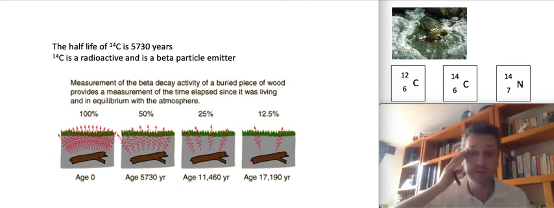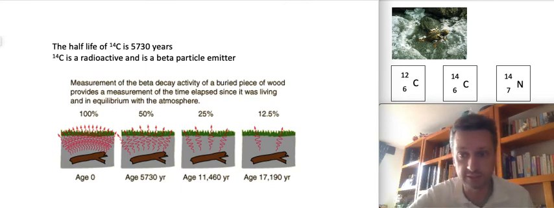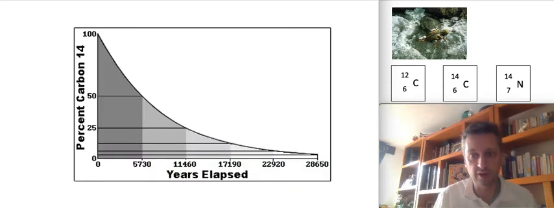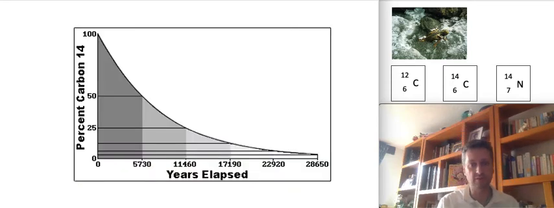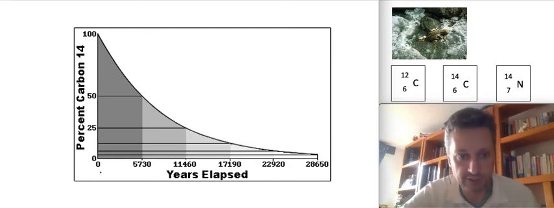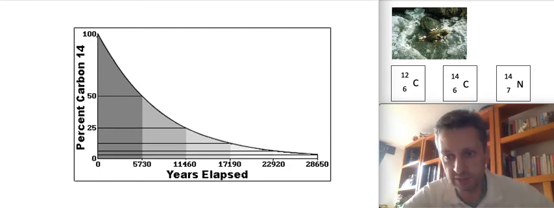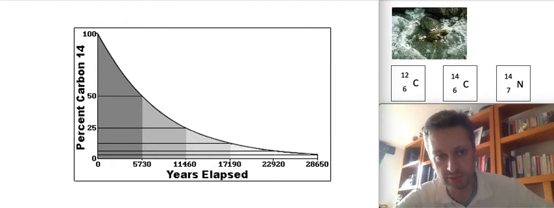Okay, so then the question is, how can you use that data to find out how old something is? Well, basically, you plot the half-life graph. This is the half-life graph of carbon 14. 0 years, 100% of the expected equilibrium amount of carbon 14. After 5,730 years, 50%, and so on, as we've seen already.